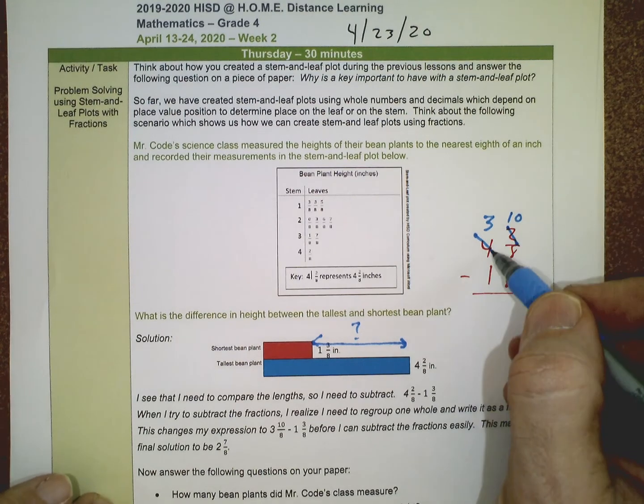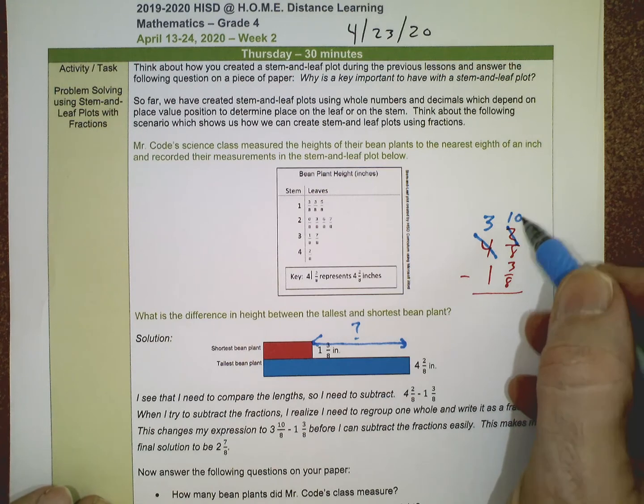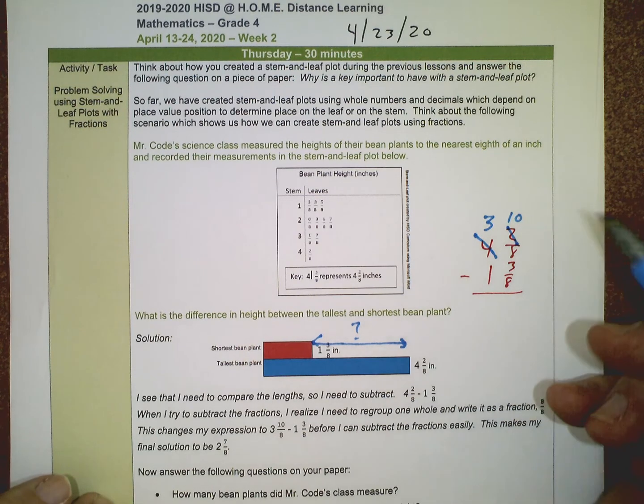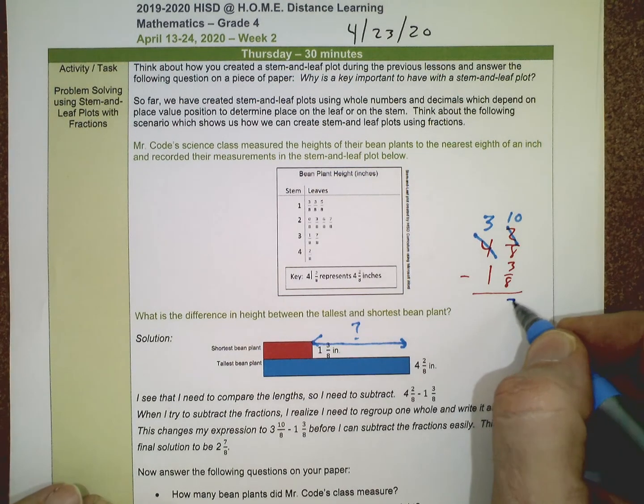Okay, we're going to take one whole unit here, and one whole unit is equal to 8/8. So we take the 8/8 plus the 2/8 we already have, and that gives us 10/8. Now we can subtract. 10 minus 3 is 7/8.